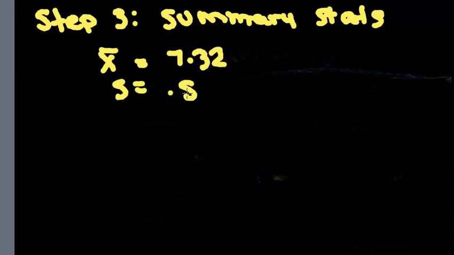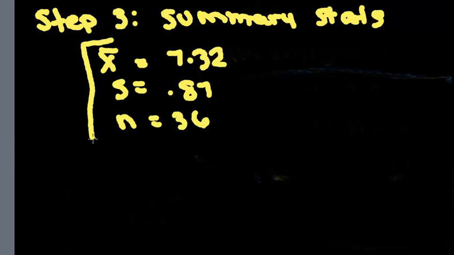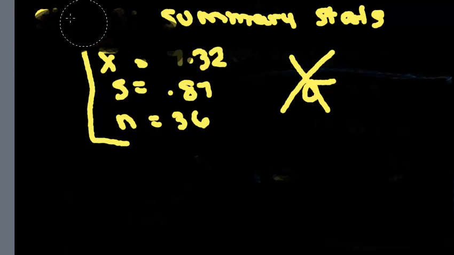So our summary statistics, we're going to have x-bar is equal to 7.32, s is equal to 0.87, and n is equal to 36. Now keep in mind that these values here are our sample values. s refers to the sample standard deviation. Sigma refers to the population standard deviation. So we don't want to get the value off our calculator for sigma. We want to use the sample values. x-bar is the sample mean. So take all of the sample values off of your calculator and use those. So we write down those 3 summary statistics for step 3.